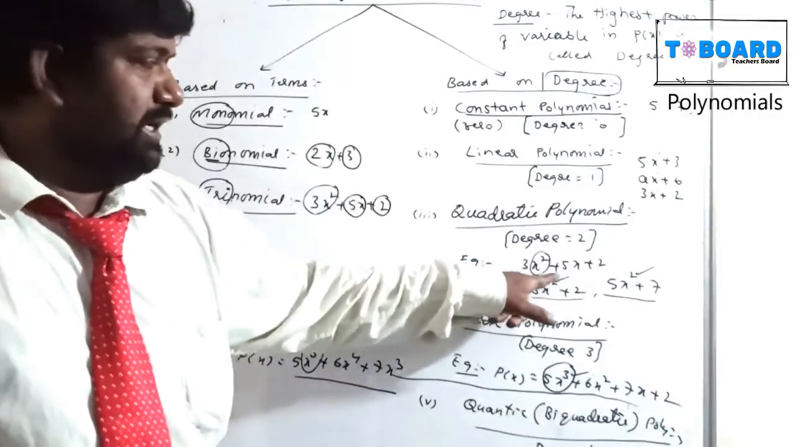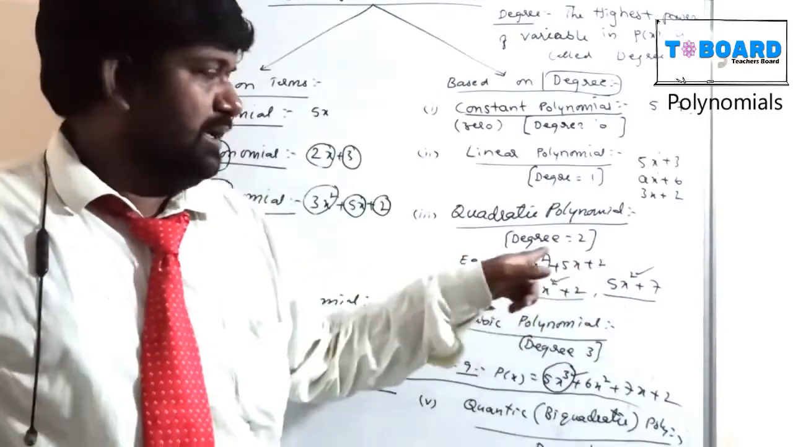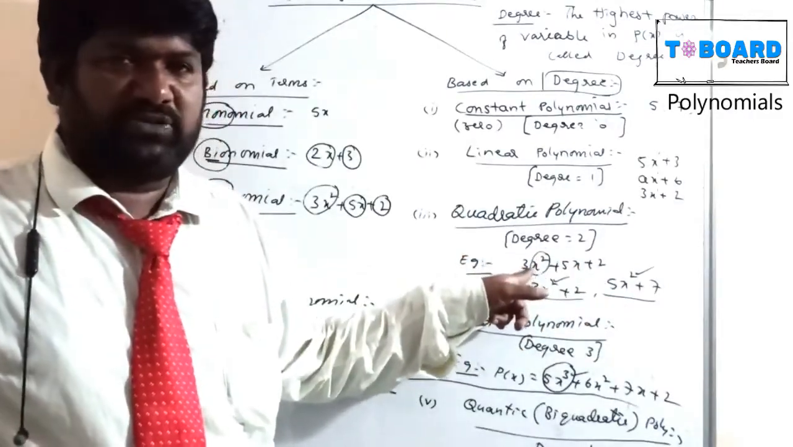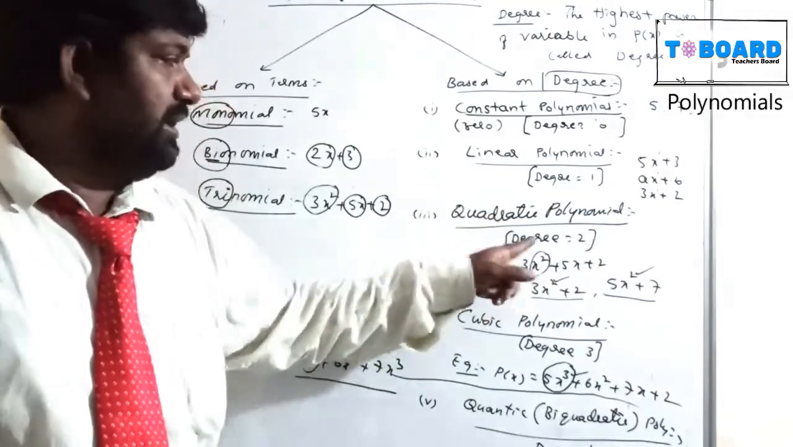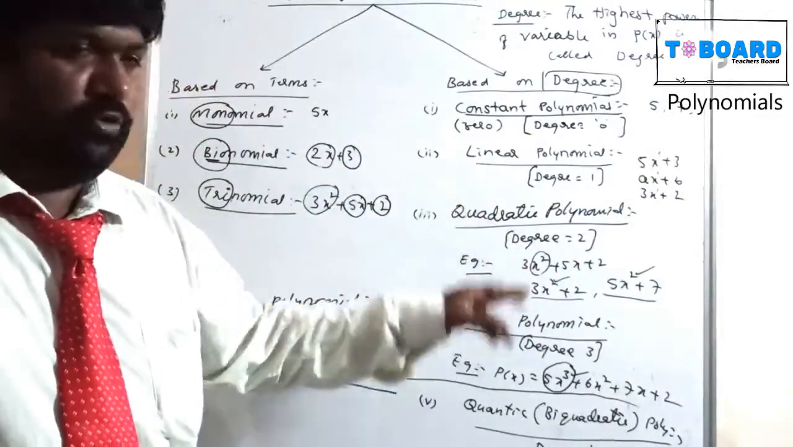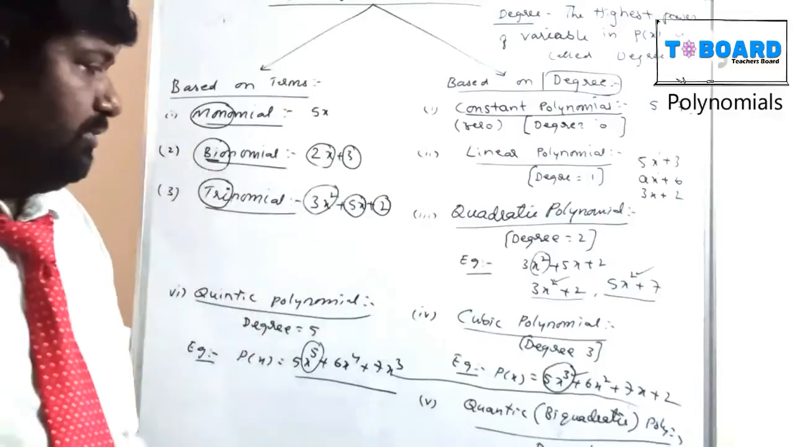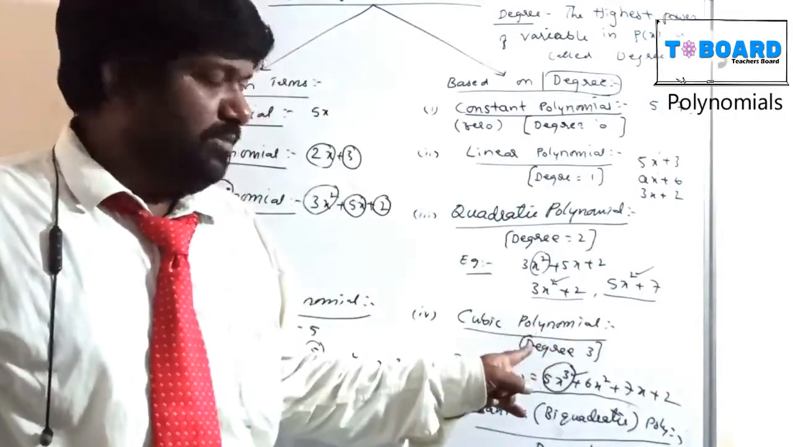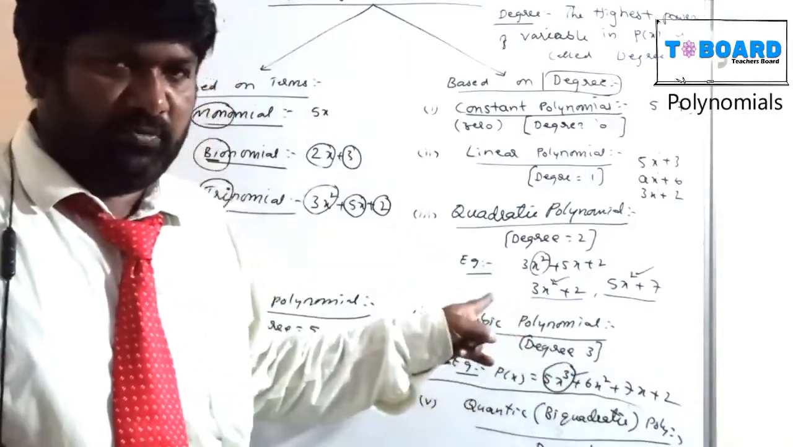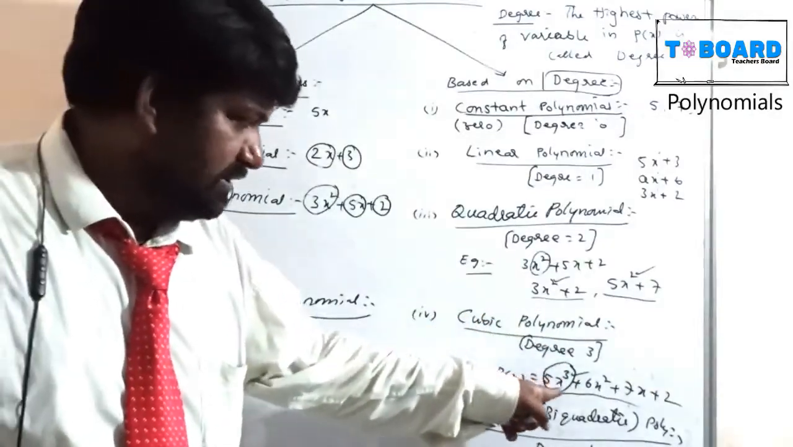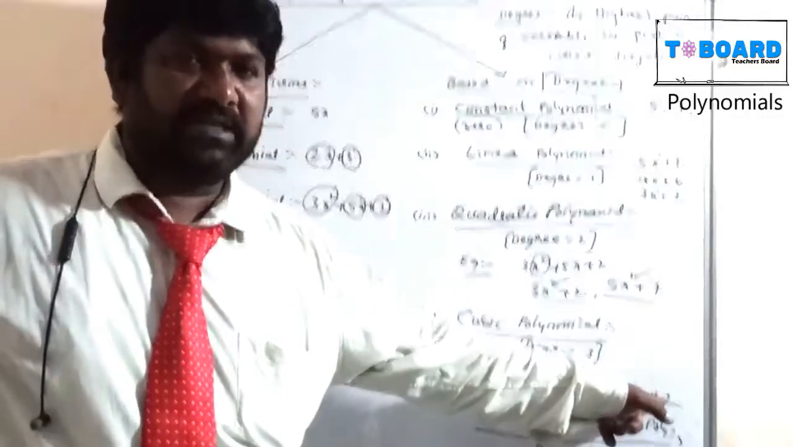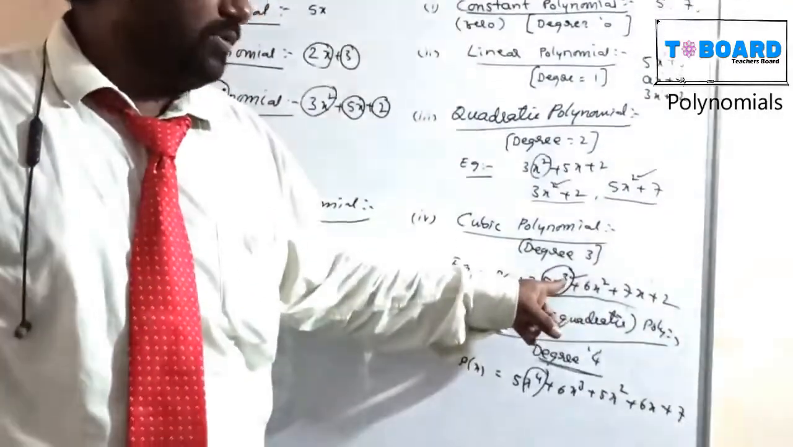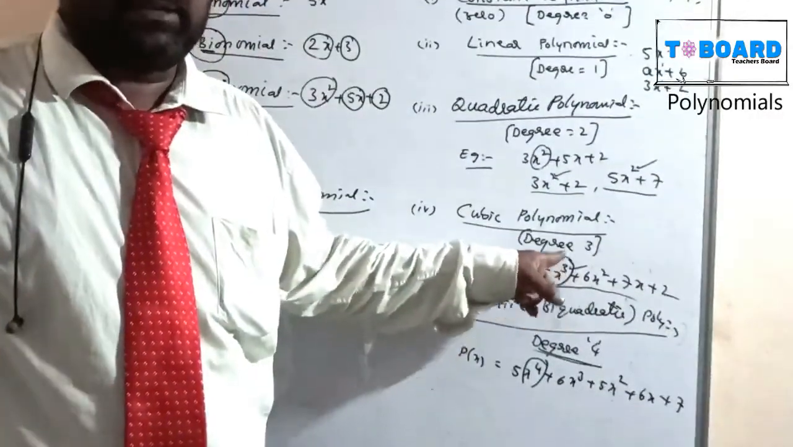Example, 3x square plus 5x plus 2. Here the highest power of x is 2, so the degree is 2, and that is a quadratic polynomial. Cubic polynomial means the degree is 3. A polynomial with degree 3 is called a cubic polynomial. Example, 5x cube plus 6x square plus 7x plus 2. The highest power of x is 3, so that is a cubic polynomial.